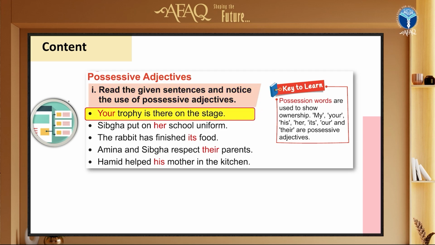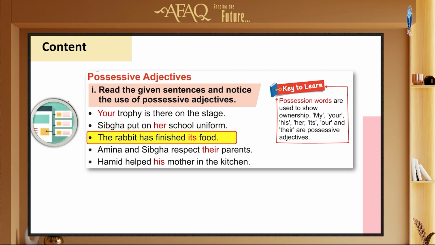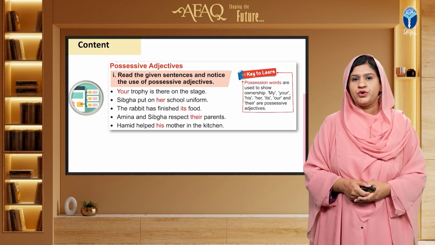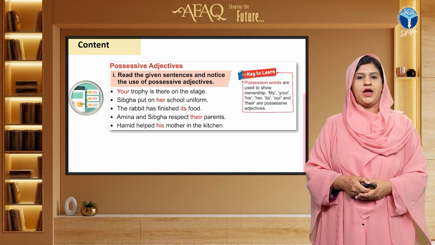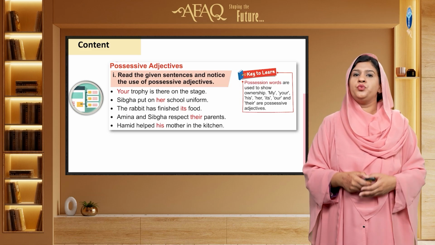Your trophy is there on the stage. Sibgha put on her school uniform. The rabbit has finished its food. Amina and Sibgha respect their parents, and Hamid helped his mother in the kitchen. So the words which are possessive words are highlighted in red and they are showing the possession with whom they belong to.